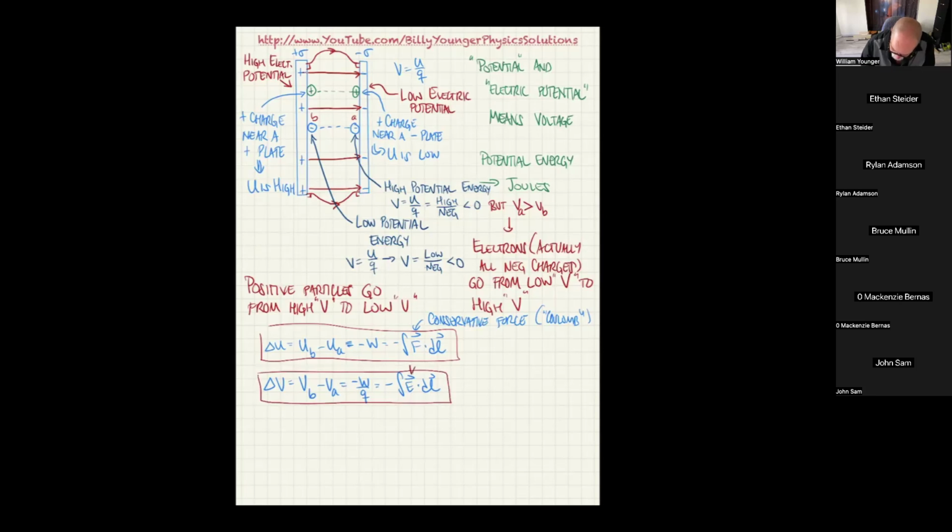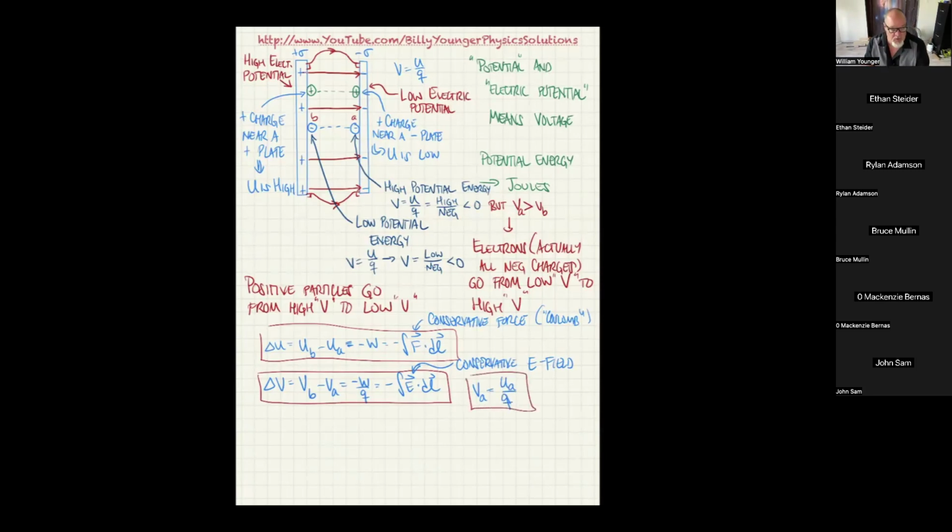And this has got to be the conservative E field. Okay. And all of this led us to believe that VA is equal to UA over Q. So that's another equation that comes in handy.